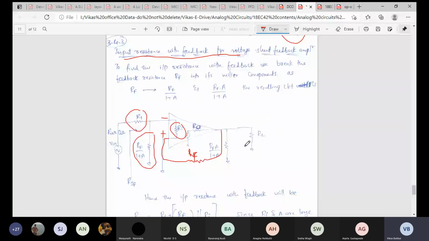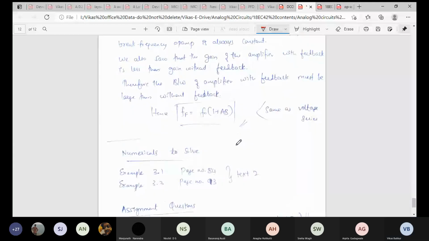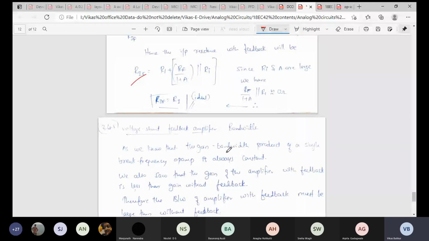So that will be the value of ROF. And if I can give you the hint, ROF value will also exactly resemble that of the voltage series feedback amplifier. You can just closely look, you'll almost get the same equation.